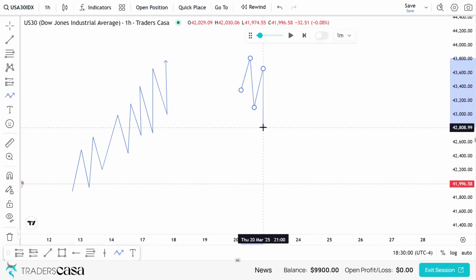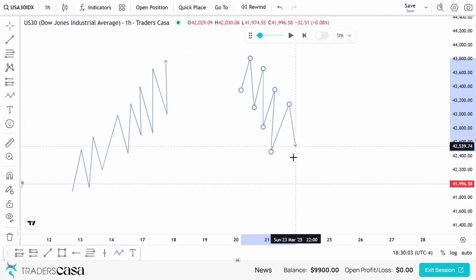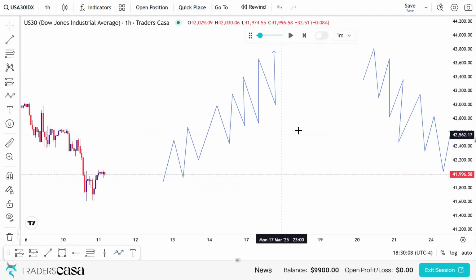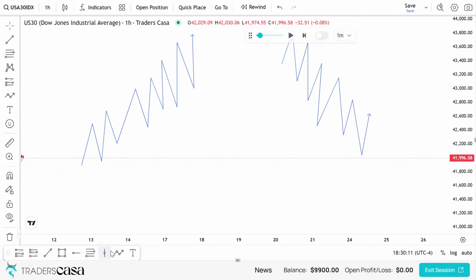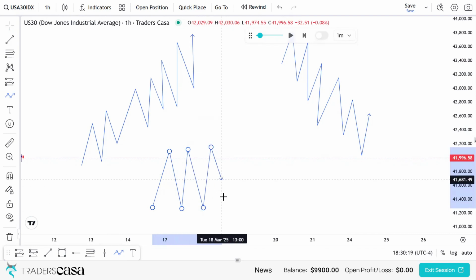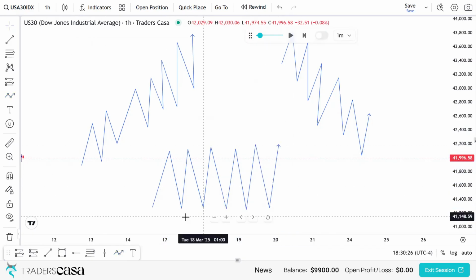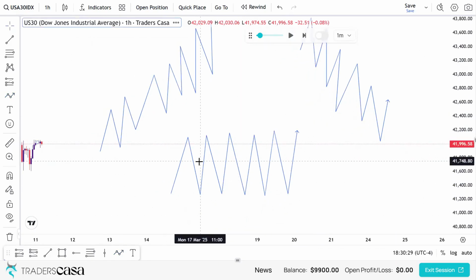Lower low, lower high, lower low, lower high, and so on. Then a ranging order flow is just basically something like this. The market seems to be in a range. This is what a ranging market looks like.